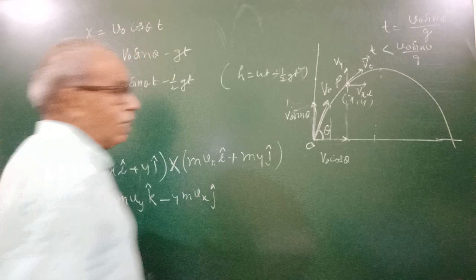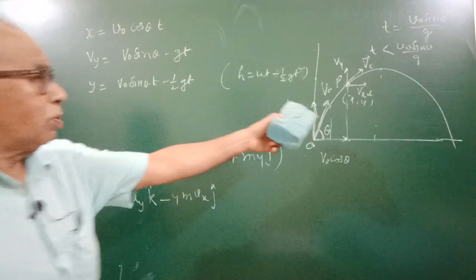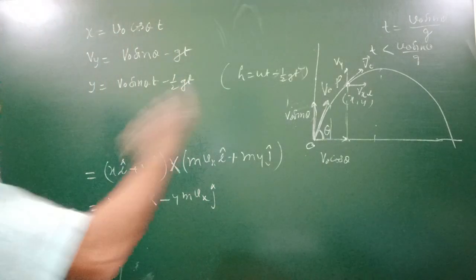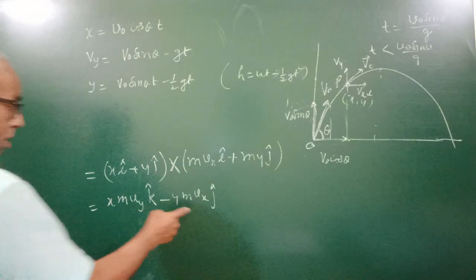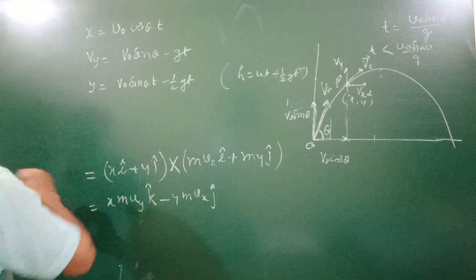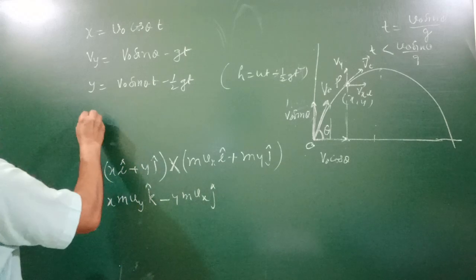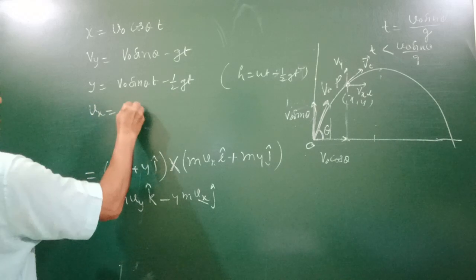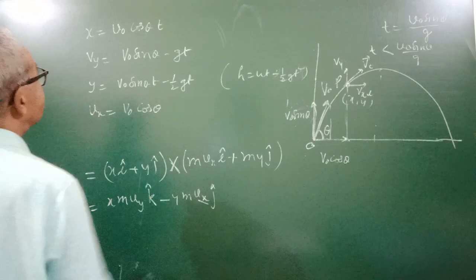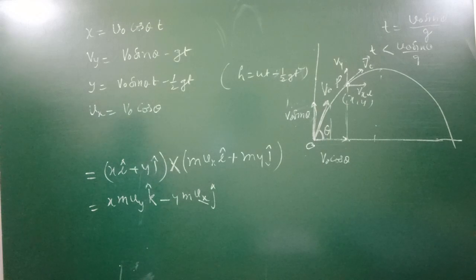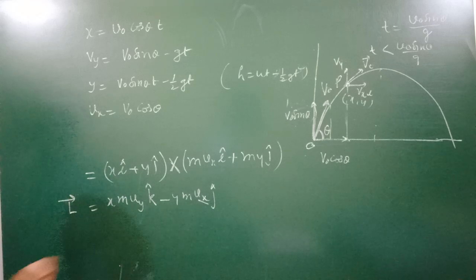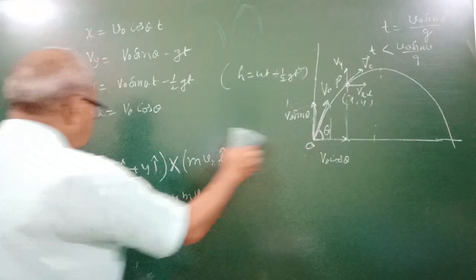You may be feeling a little trouble because you learned this topic one month ago. Revise it. Why this vx? What is vx? vx remains v0 cos theta. So now, putting these values into vector L. For this vector L, now we will put these values.